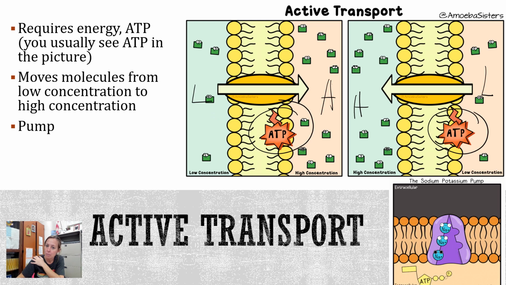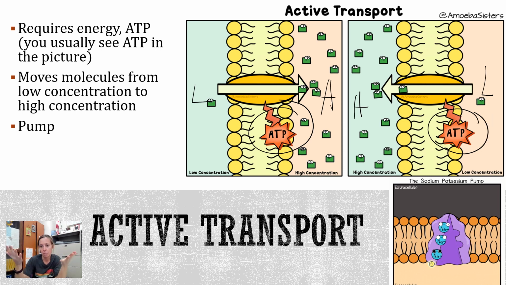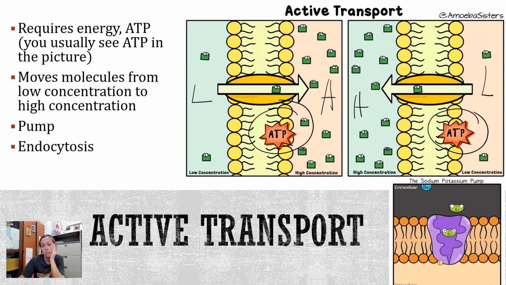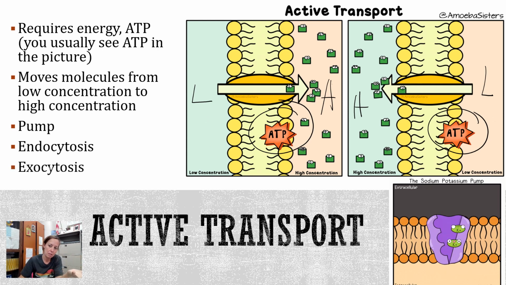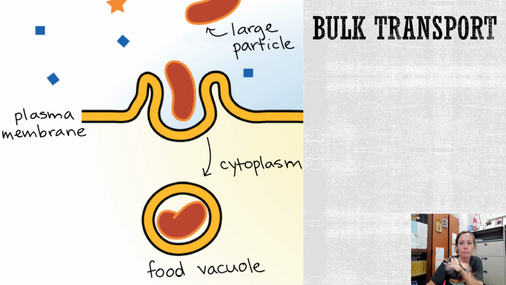Lots of times with active transport, you'll see things like the word pump. If you see the word pump, that means you're forcing something. So pumps would be active transport. Sodium, potassium pump, they talk about sometimes. Two other types of transport are bulk transport. This would be endocytosis and exocytosis. We'll talk about those when we get to bulk transport. So bulk transport, these are when you move big things into your cell. Okay, so things that are too big to just pass through the membrane.